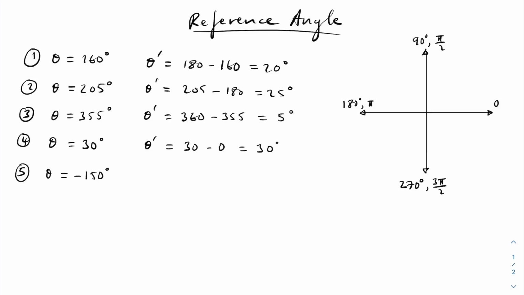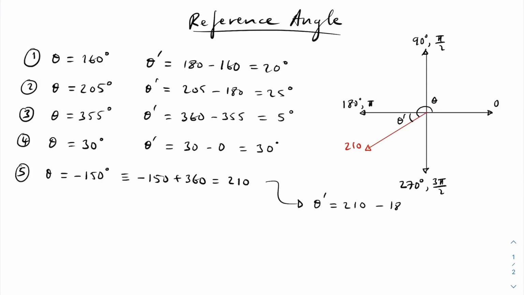And so since this angle happens to be negative, I'm going to go ahead and add 360 to it. And so the angle negative 150 is going to be equivalent to the angle negative 150 plus 360, which is equal to 210. And so now that this angle falls between 0 and 360, I can know for sure that it's located between 180 and 270. And so I know that my reference angle theta prime here is going to be equal to 210 minus 180, which is equal to 30.